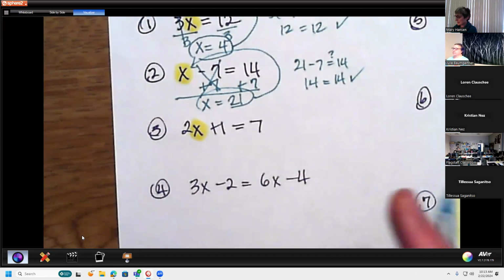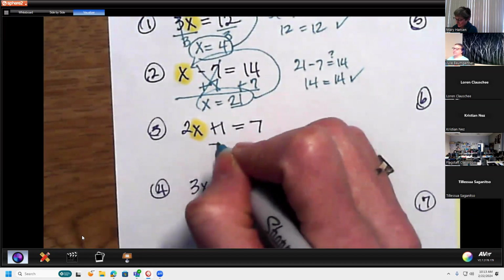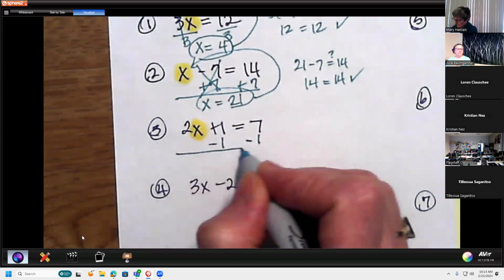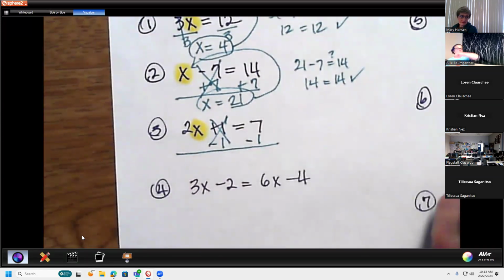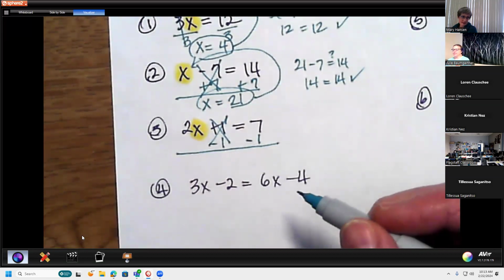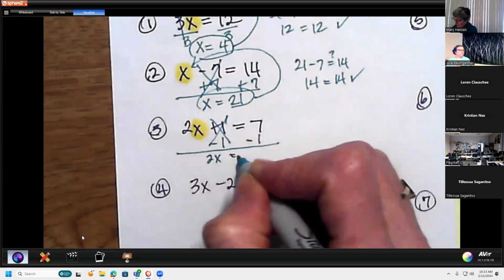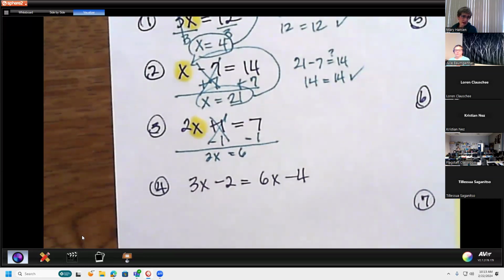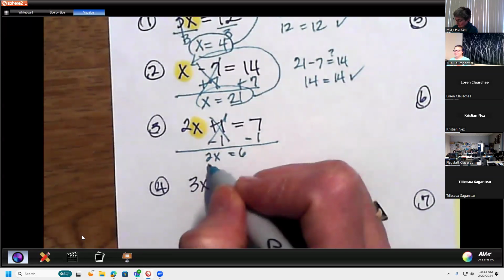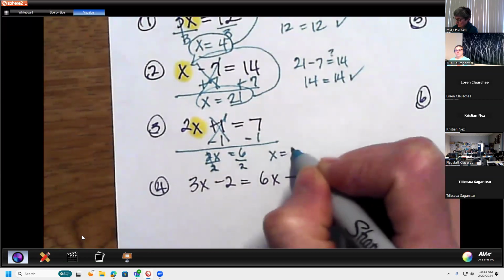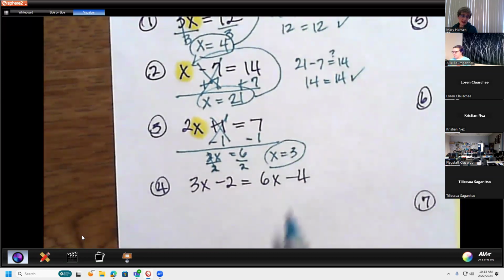Okay. But in this case, they're saying, let's do an easy way out and let's get rid of that 1 first. We can kind of do our order of operations in reverse, like we're inversing the operations. Yep. So we're going to subtract 1 from both sides. Our 2x has to come down because it's still 2x. 7 minus 1 is 6. And now we can get rid of that 2 by dividing. And x equals 3.